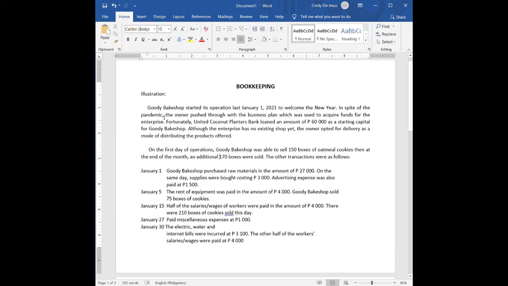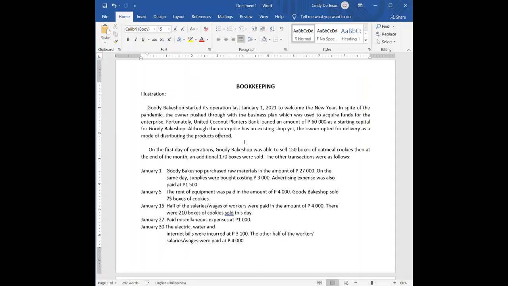So, we have a good example here, because this is what you will also do in the activity, Mind Your Own Business. At the same time, you'll need this for your summative test, but most of you already submitted. But for Mind Your Own Business, you really just need to do something like this. So the example is all about Goodie Bake Shop. It started, I mean, the history is already here.